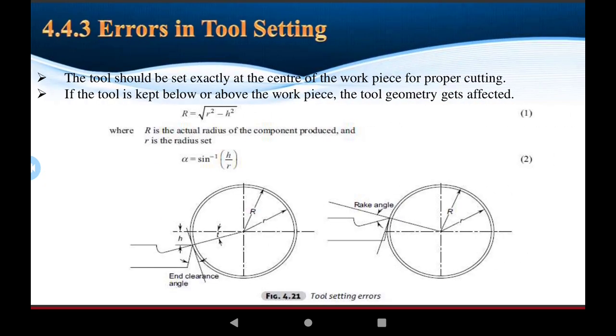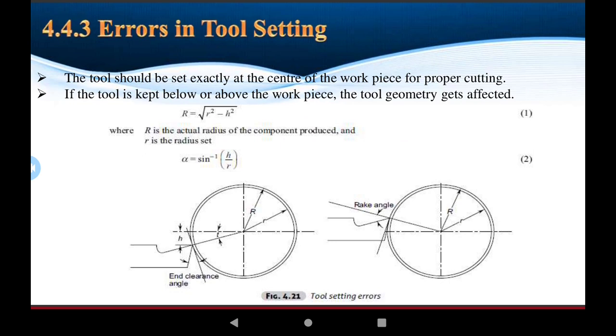the errors in the tool set, and the tool setting is a very hard problem in this manufacturing operation. The tool should be set exactly at the center of the workpiece, with proper cutting of the tool, proper cutting of the operations is required. The tool is in a fixed direction and very sharp. Okay, exactly at the center of the workpiece is required for proper cutting operation.